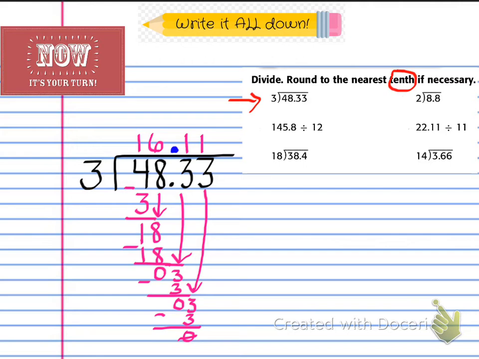to remember, and this is where a lot of people lost credit before, that we're rounding to the nearest tenth. So it's very important that you round to the nearest tenth. So we're going to write our answer, which was 16.11. Then we're going to draw our back door and underline that tenths column.